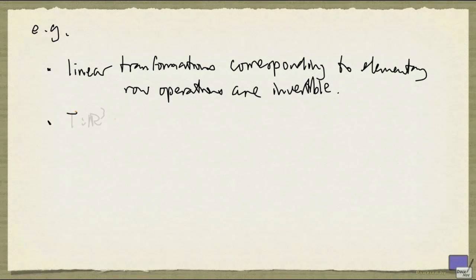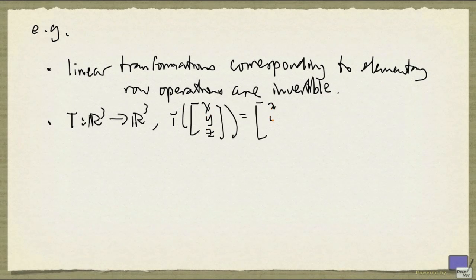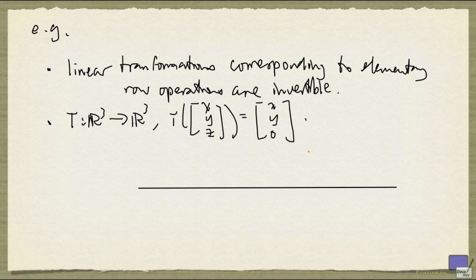Now let's consider the linear transformation T from R3 to R3 given by T of (x, y, z) equals (x, y, 0). We're going to argue that this is not invertible. The way we're going to do this is interpret this geometrically. So T is a linear transformation from R3 to R3, so it maps elements in the R3 space to an element in the R3 space.